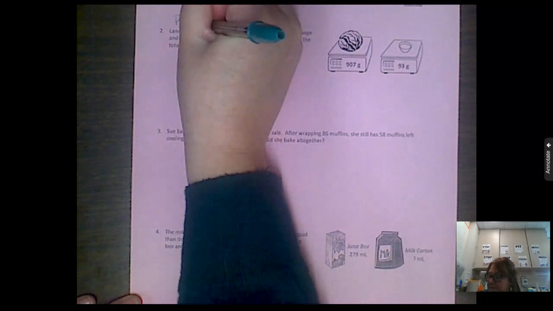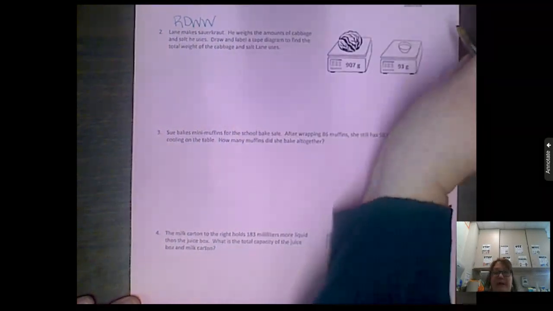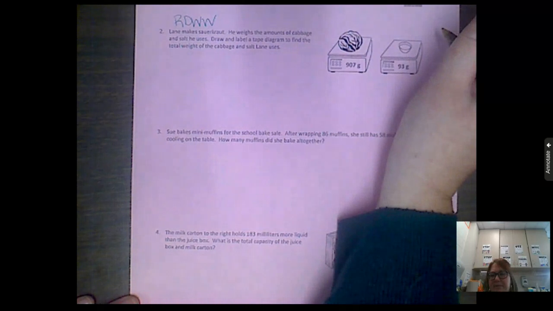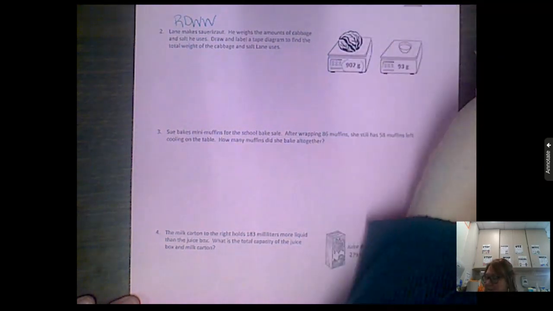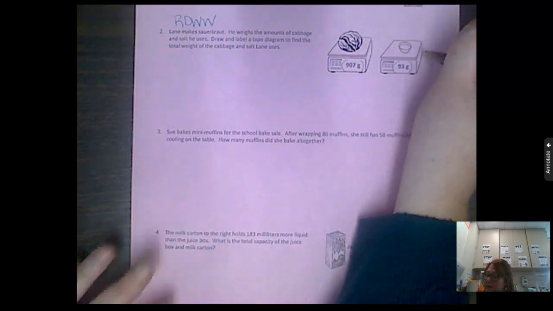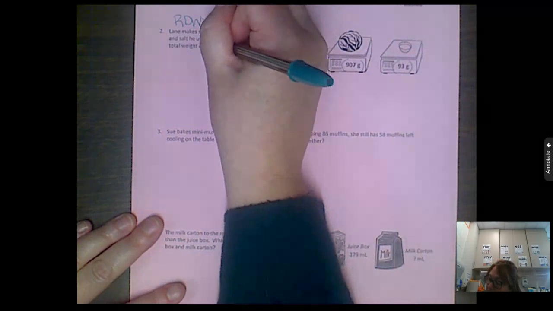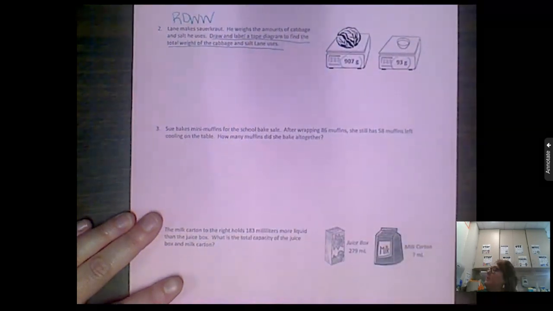All right, so this would be RDWW, right? Because it's a word problem. So he weighs the amounts of cabbage and salt. Draw and label a tape diagram. So there's actually no numbers in that problem. Where do I get my numbers from? Right here, right? So there's 907 grams for the cabbage, 93 grams for the salt, okay? And we want to draw and label a tape diagram to find the total weight of cabbage and salt Lane uses. So that's my task.